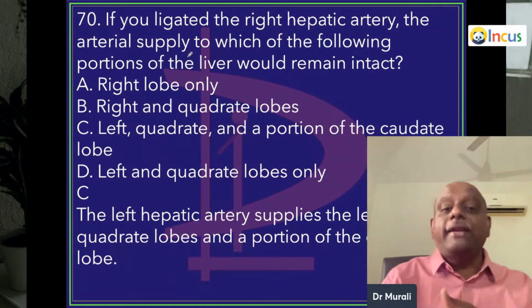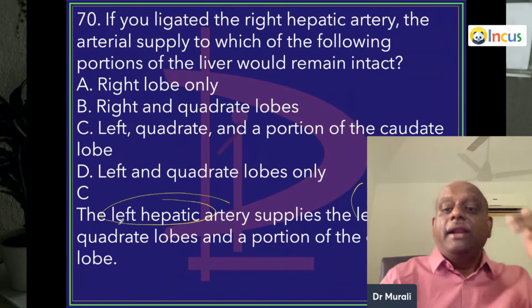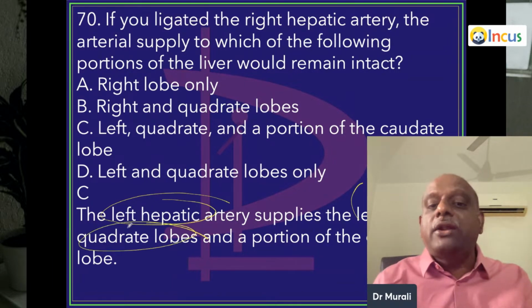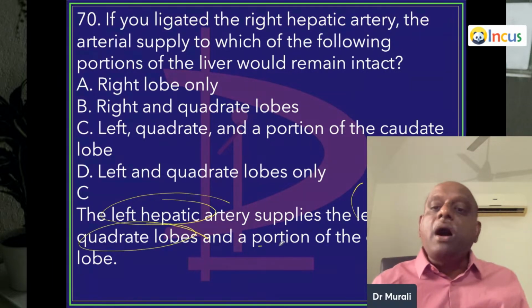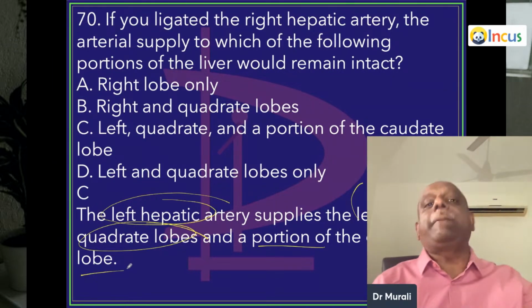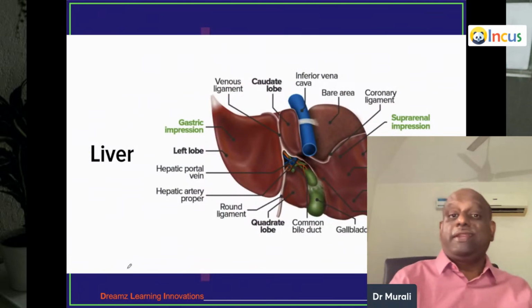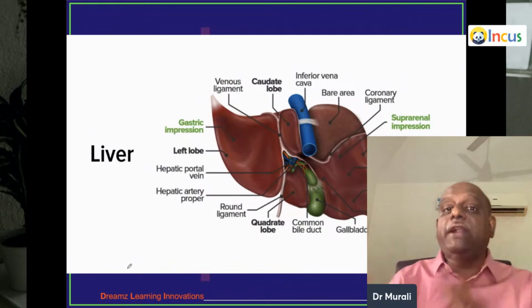So you only ligated the right hepatic artery; the left hepatic artery is still there. The left hepatic artery supplies the left lobe, the quadrate lobe, and a part of the caudate lobe. They are supplied by the left hepatic artery. So you need to be very sure about Couinaud's classification, the different lobes.